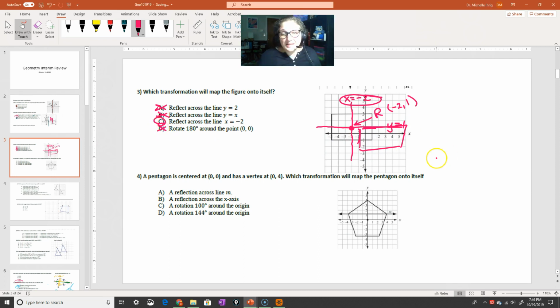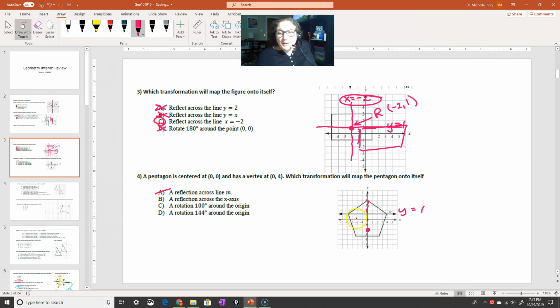Letter D, same idea. It tells us it's centered at 0, 0, and it tells us the vertex is at 0, 4. And it's a pentagon. So what can we do? Well, it says, can you reflect on line M? We could, but if we reflect on line M, this is 3 units up, because line M is at y equals 1. So that means that our new vertice would have to be 3 units down, which puts it right here. And there's no vertice there. So it can't be choice A.